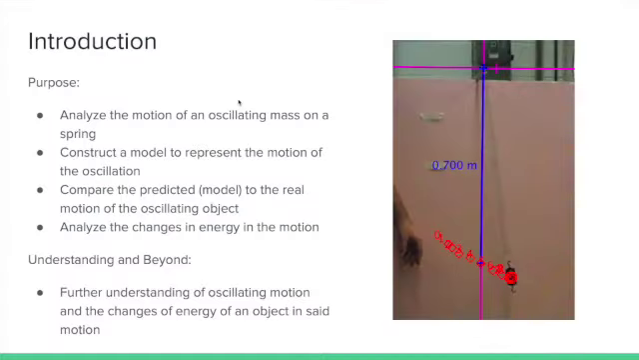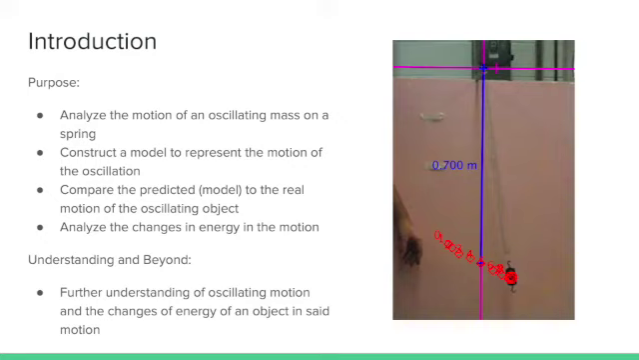In this lab, our purpose is to analyze the motion of an oscillating mass on a spring, which we're given an MPOR video of, and we use Tracker to analyze, constructing a model to represent the motion of the oscillation using GlowScript, comparing the predicted model to the real motion of the oscillating object, and analyzing the changes in energy of the motion. Now, to go beyond, this lab helps us both to understand the energy and the forces that go along with an oscillating object.